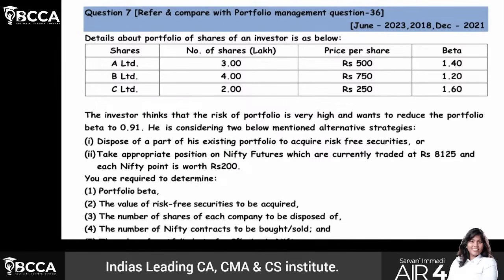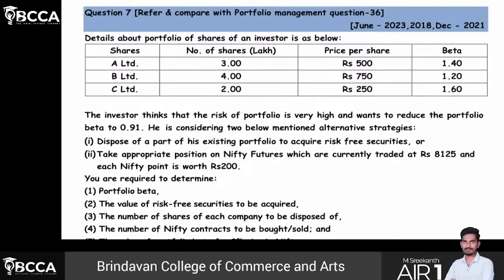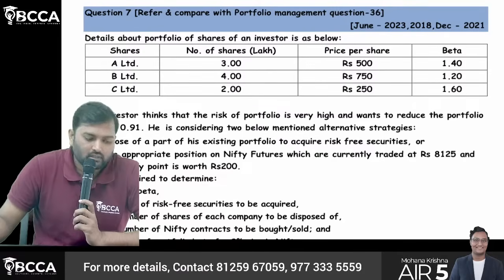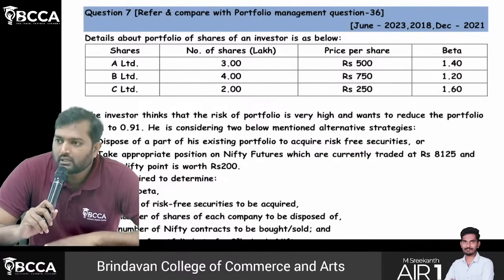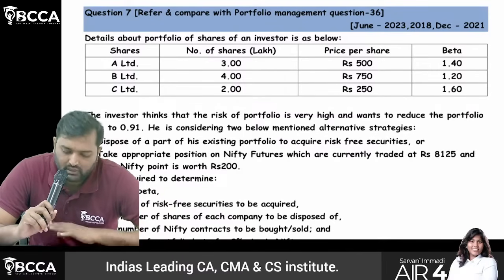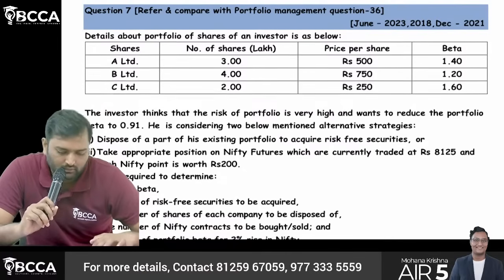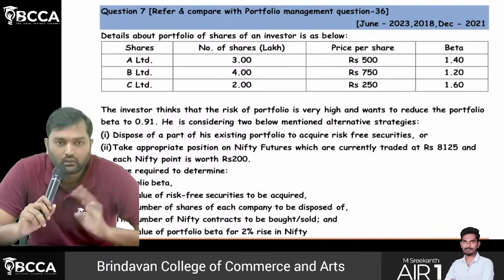Next, see the main question number 7. Main question number 7. This question was asked in June 2025, so there are fewer chances of it being asked in December 2025. See the main question number 7. This question is a Super 50 question, and it was asked in June 2025. That too only 4 parts. In our book there are 5 parts, but they have asked only 4 parts.